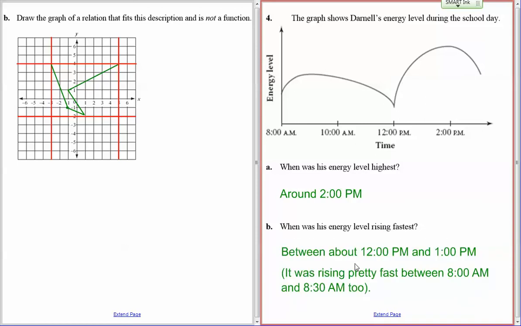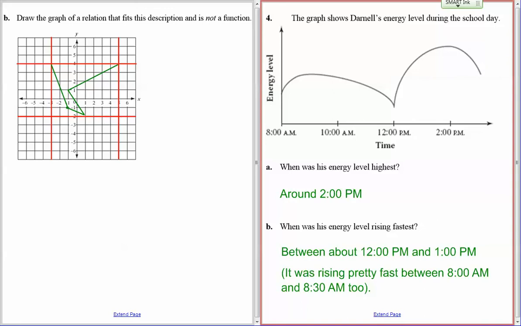Some people, nobody really said that it was rising very fast from 8 to 8:30 too. I think most people were drawn to this. Some people said all the way from noon to 2, but it really levels off here from 1 to 2. So I think the fastest is this short time frame, immediately following 12 p.m. I accepted that too.